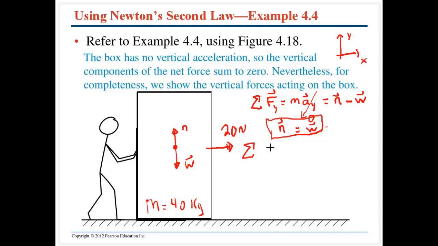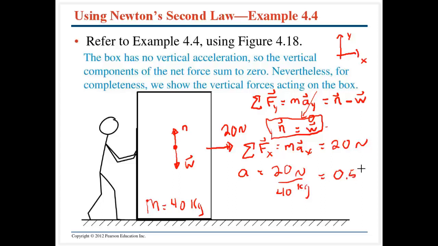And in the x direction, the sum of forces in the x direction is equal to the mass times the acceleration in the x direction, and that's equal to 20 newtons. So I can go ahead and solve for my acceleration. It's going to be 20 newtons divided by the 40 kilograms, or 0.5 meters per second squared.